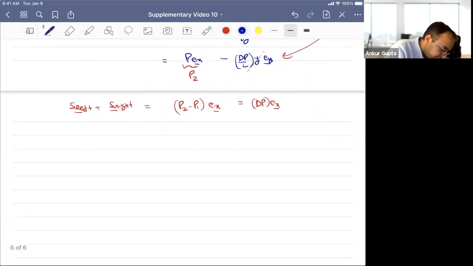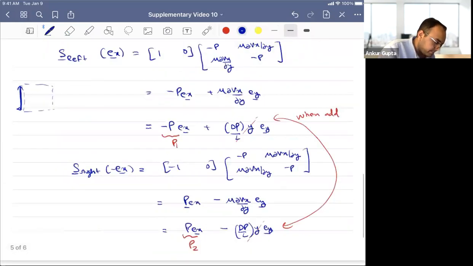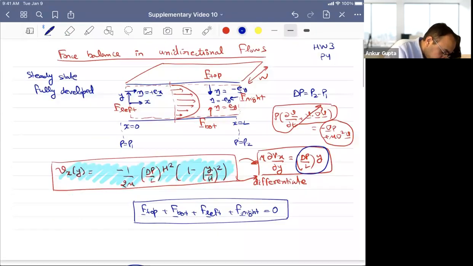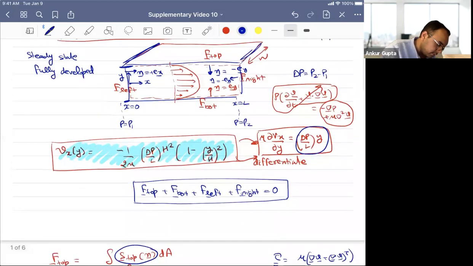Or finally, F left plus F right is delta P into Ex times dA, and again this is constant, so delta P Ex comes out, and dA is simply the area, which is 2H into W. I hope that is clear though, that this is the face we are talking about, 2H into W, and the same area here, 2H into W.